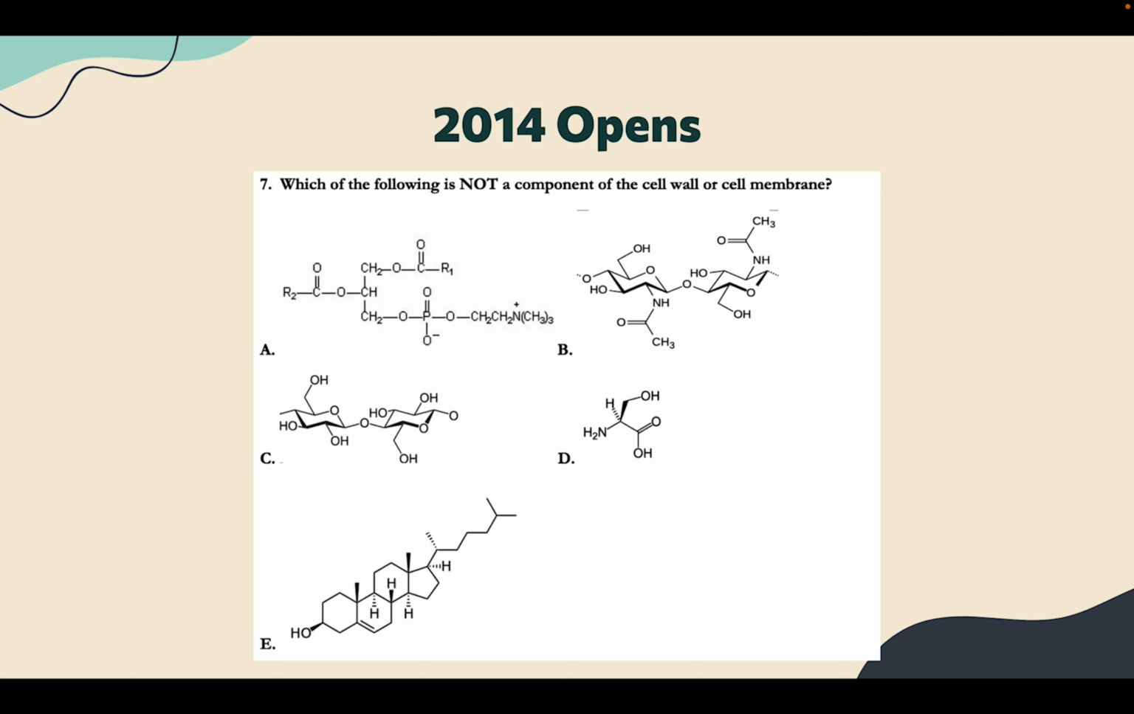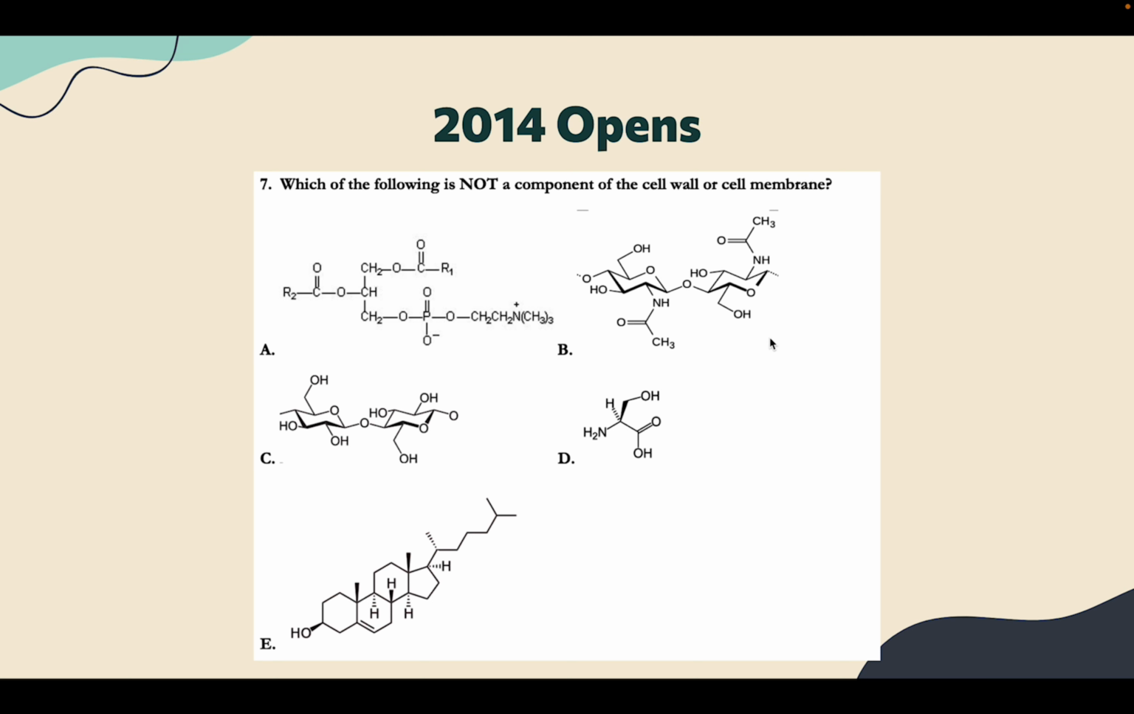Okay, so it asks what is not a component of the cell wall or cell membrane. So if we look at our first choice here, A, this is a phospholipid. So this is kind of like the choline group. This is the phosphate head. And then this is like where the glycerol is. So basically this is a phospholipid, and that is a part of cell membranes. So it's not A.